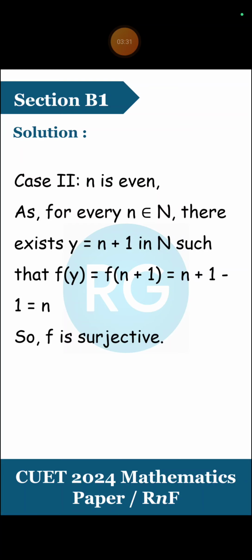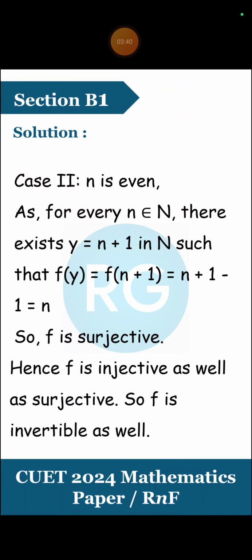So it is one-one, it is onto. When a function is both one-one and onto, such functions are invertible as well. So this function is one-one, onto and invertible.